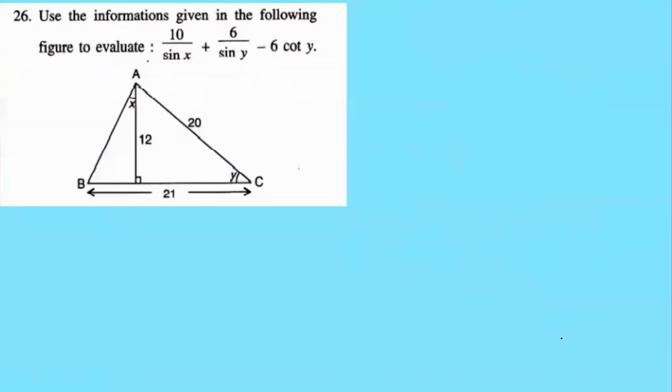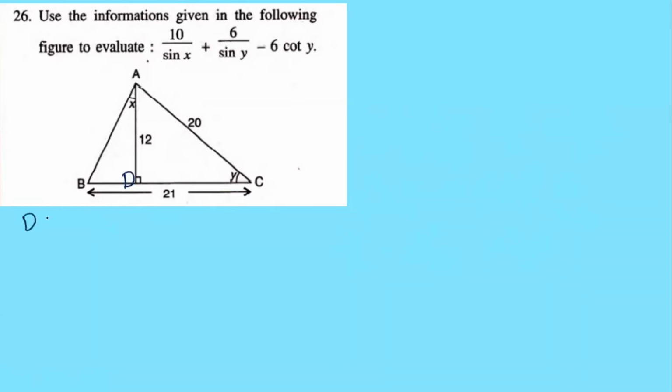Question number 26. Information given in the following figure, evaluate 10 upon sin x plus 6 upon sin y minus 6 cot y. Now this complete side is given to us as 21. We are to find out this part. Let us name it as D.